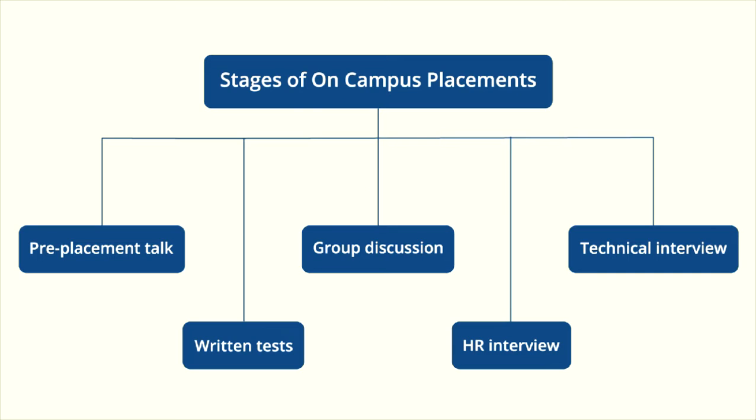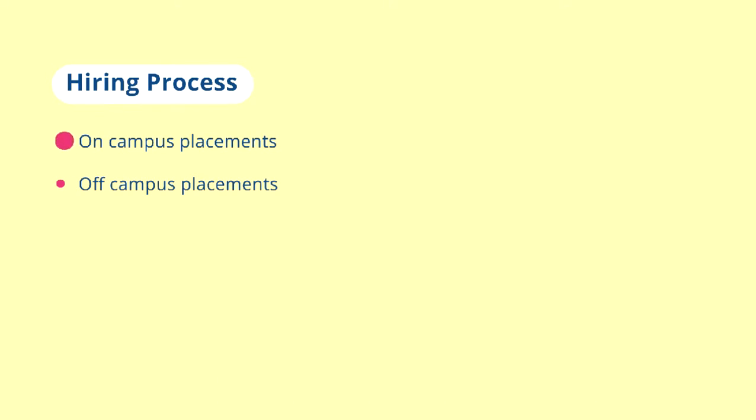There are 2 types of interviews that generally take place. These are HR interviews and technical interviews. Again, they may happen one after another or together. It depends on how the company has planned for it. Once you clear this round, the company will inform you of your hiring status. So, that was all about the hiring or placement process for on-campus placement.